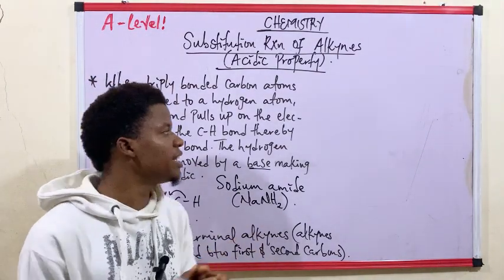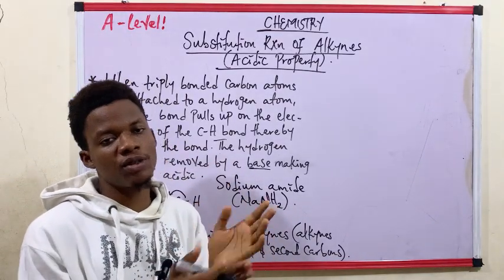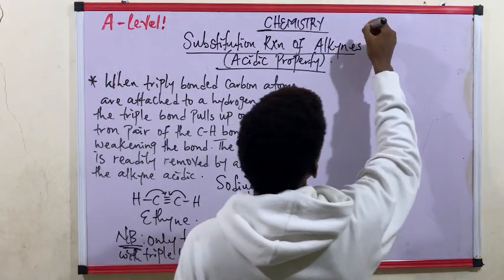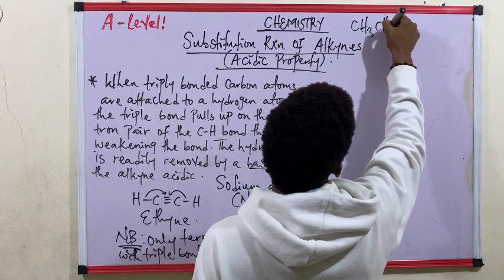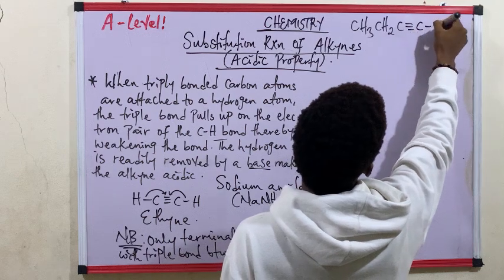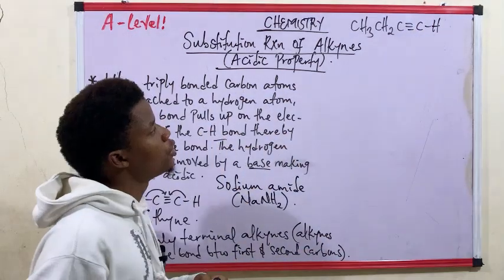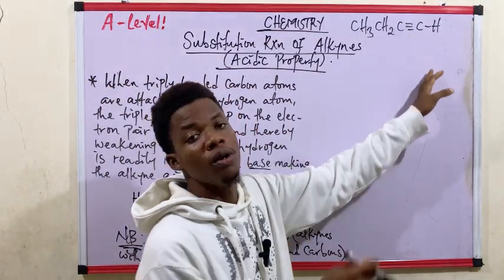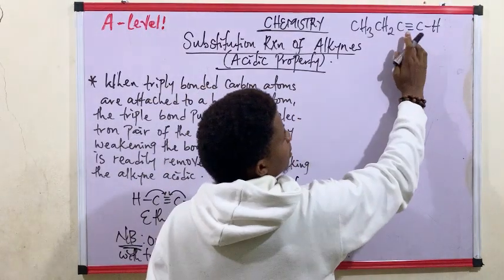So the triple bond is either at the first and second carbon from the right hand side, or the first and second carbon atoms from the left, whatever it is. So take for example, now I give you something like this, CH3, CH2, C triple bond, CH. Now you observe that the triple bond is between carbon 1 and 2 from our right hand side.